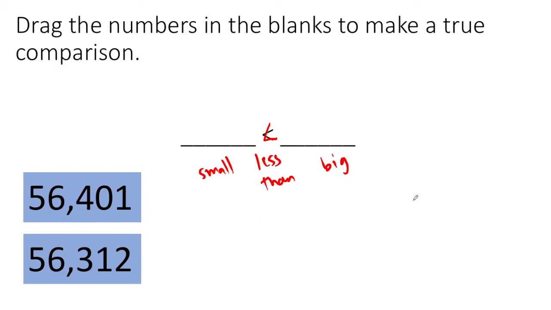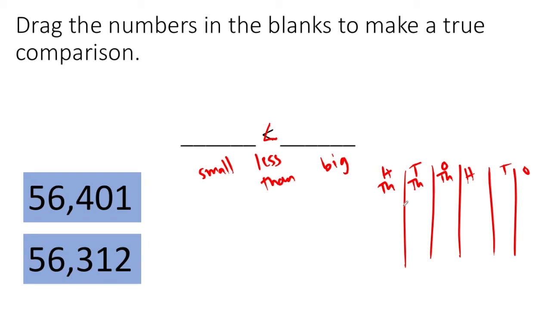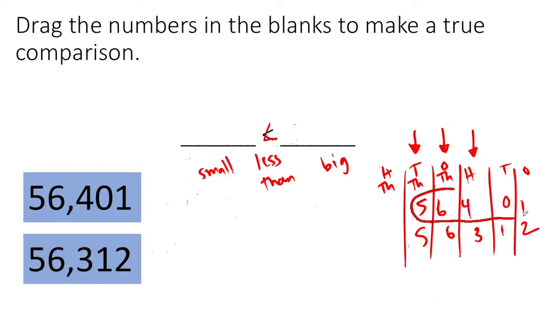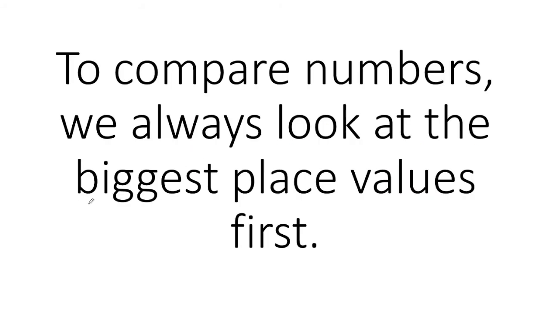Then I go ahead and show my work the same way. There's my place value chart. I put the numbers in the place value chart. The 10,000s look the same. The 1,000s look the same. So I look in the 100s. This number is bigger. So now I'm going to put this number in the smaller place. 56,312 is less than 56,401. So remember, to compare numbers, we always look at the biggest place value first.